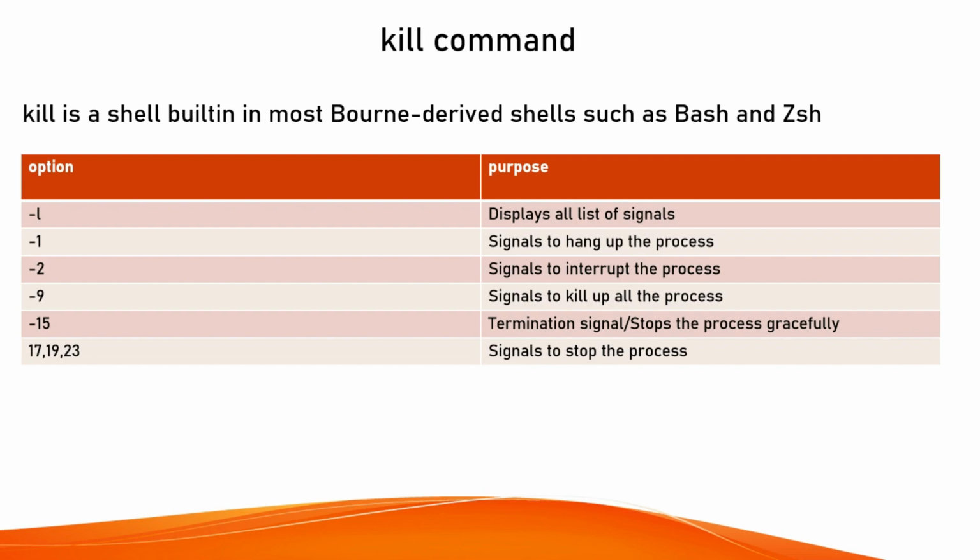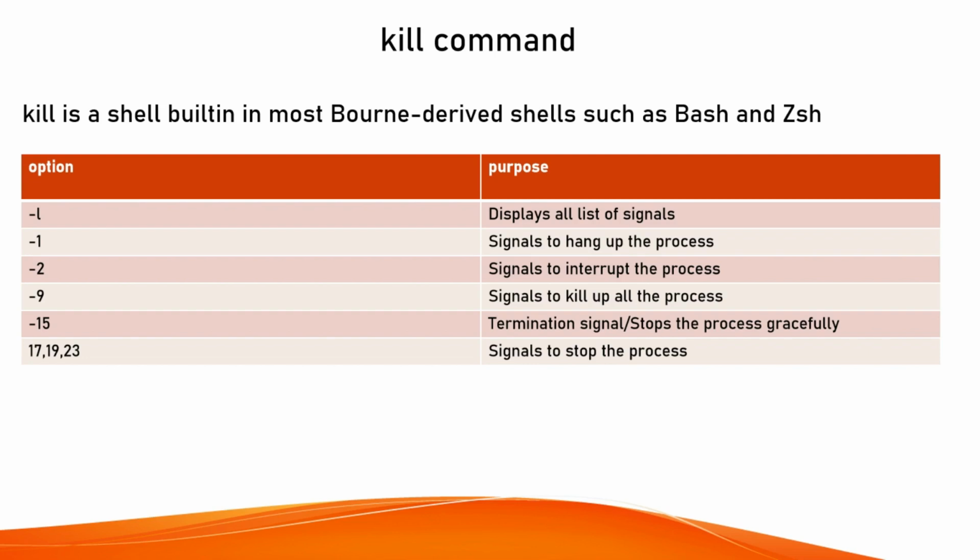-1 basically stands for hanging up the process. It will signal to hang up the process, and you need to pass the process ID. -2 stands for interrupting the process. -9 will stand for killing the process. Remember, I did not mention all the processes in -1 or -2, but in -9, I'm mentioning all the processes. That means it will kill the parent plus child processes.